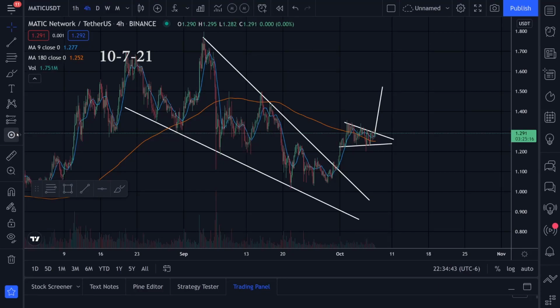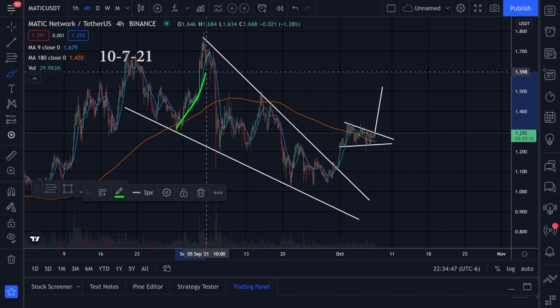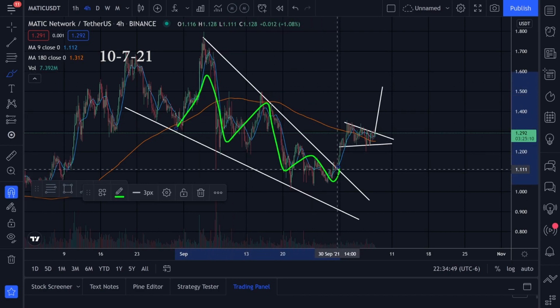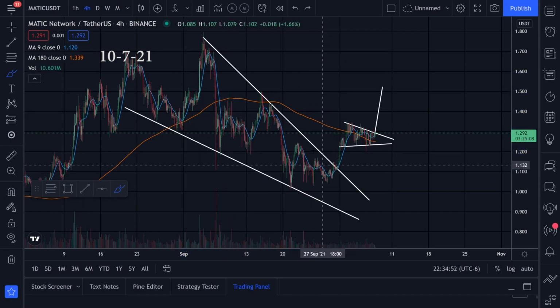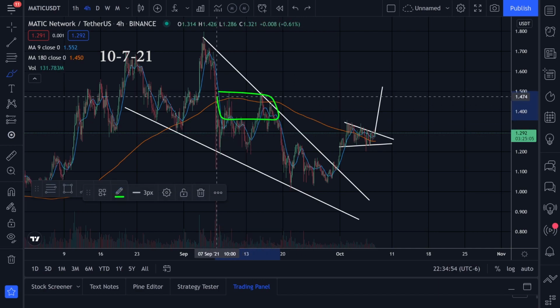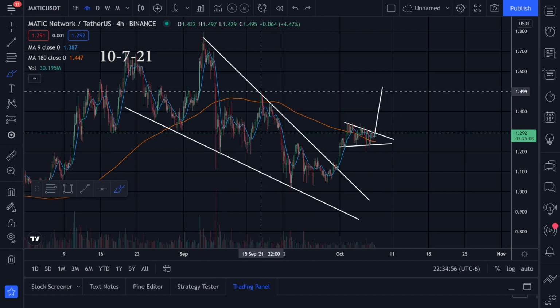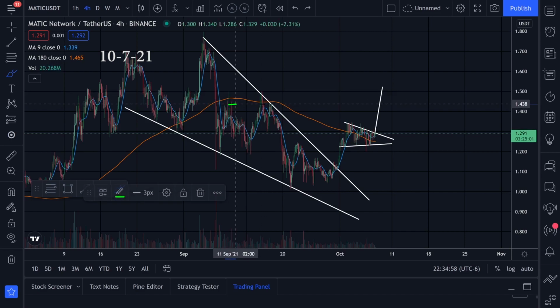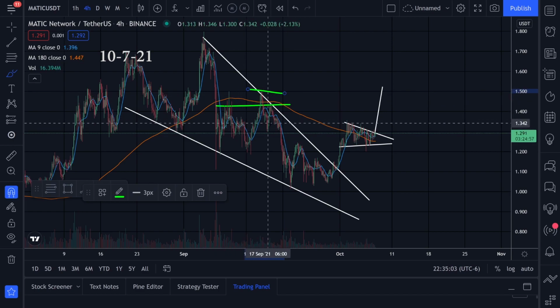Let's take a look at the chart action for Polygon. Alright, so here's what we got on MATIC. In my last video, we were looking at this falling wedge pattern, something like this. We got a breakout to the upside right there. What I was doing is targeting this previous resistance zone right here at around maybe 1.50, something like that, or maybe even 1.43. This previous resistance zone right there and previous resistance zone right there.